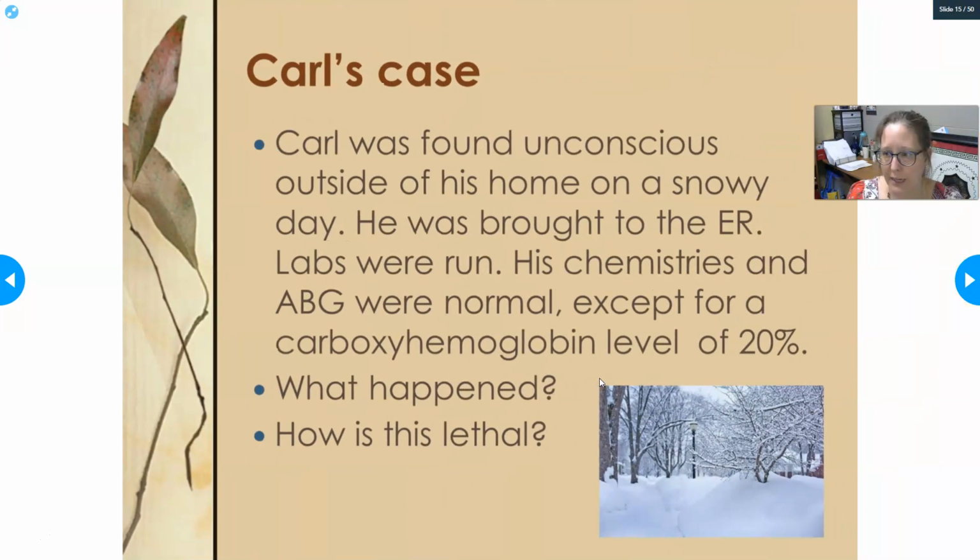So we're going to start with a little case before we get into specific toxins and toxicology. Carl was found unconscious outside of his home on a snowy day. He was brought to the ER, and lots of labs were run, and his chemistries and ABGs were normal, except the ABG revealed a carboxyhemoglobin level of 20%. So that means he had carbon monoxide exposure.